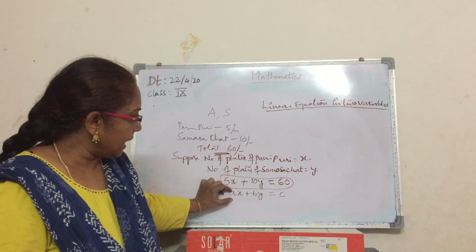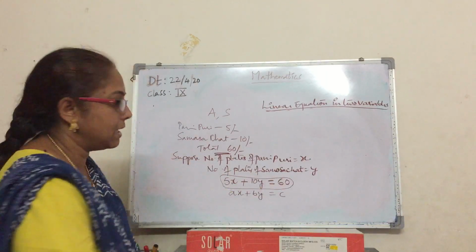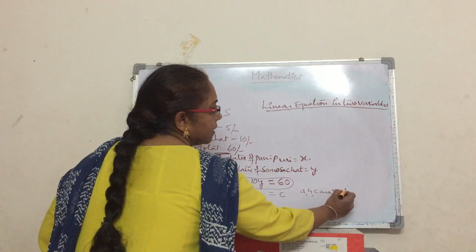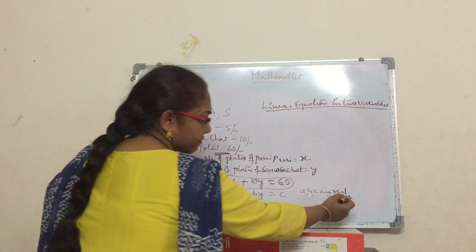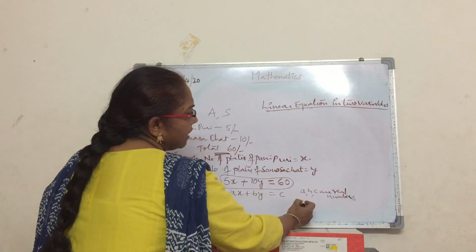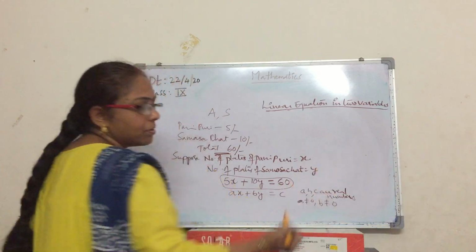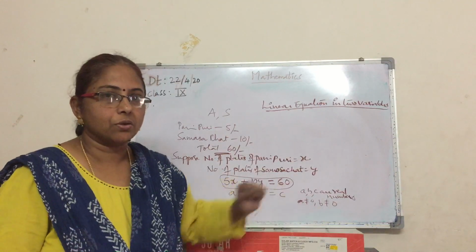Here what are a, b, c? a, b, c are real numbers. We can take them as real numbers. And here one condition is there. What is that condition? We cannot take a as 0 and b also as 0. Why we cannot take a and b as zeros?